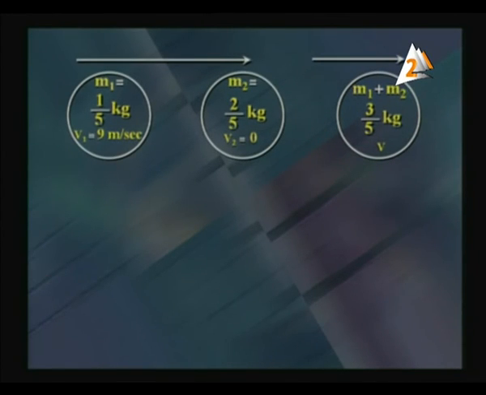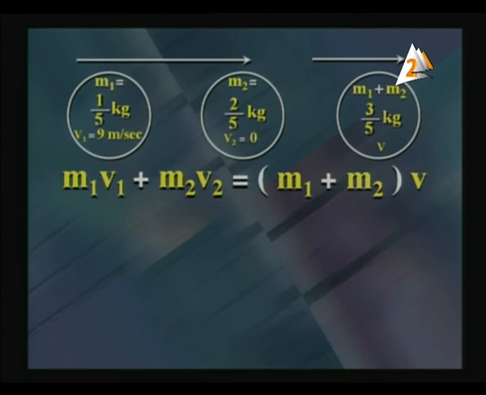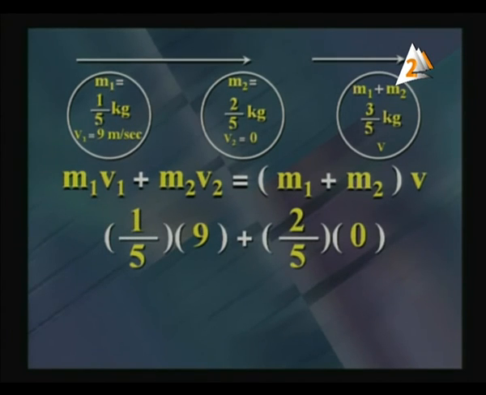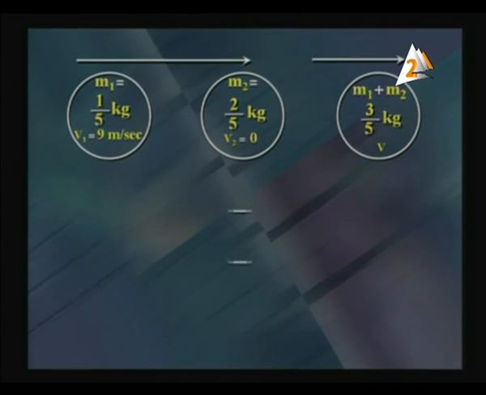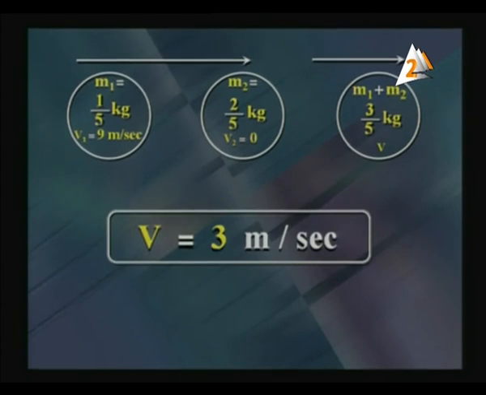As solution, we say, from the given, we get that m1 v1 plus m2 v2 equal (m1 plus m2) v as common velocity, or 1/5 times 9 plus 2/5 times 0 equal (1/5 plus 2/5) times v, and we get that the value of v equals 3 meter per second.